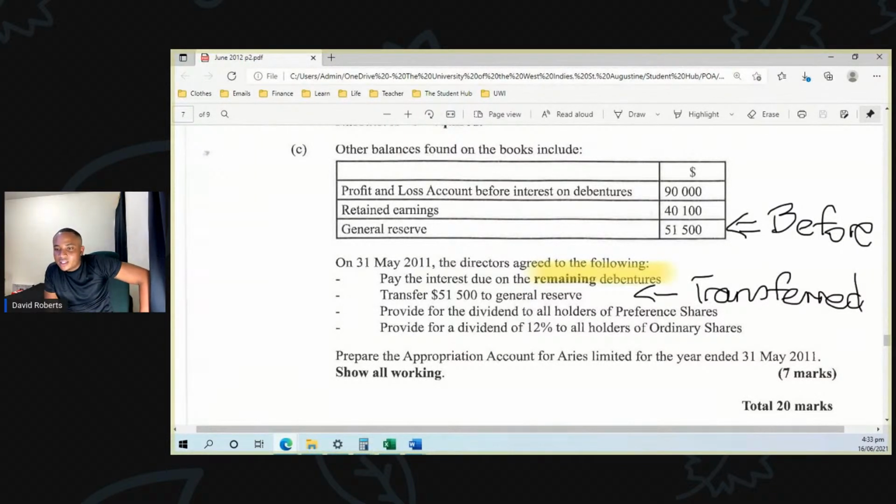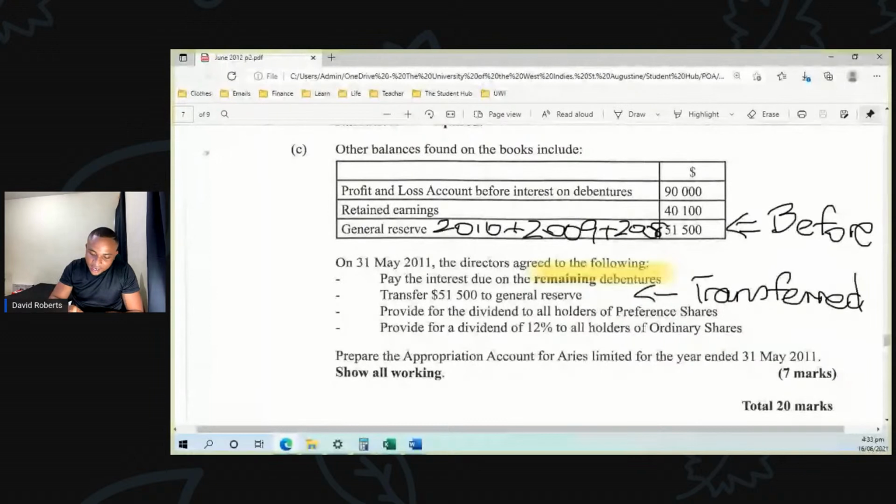Why is the before and transfer the same kind of change? That's an excellent question, and yes, it could change. So that's why I made the distinction. Sometimes they say the general reserve, so this is from before. Let's say right now this is 2011. So this would be reserves from 2010 plus reserves from 2009 plus reserves from 2008. So that's what this reserve is here.